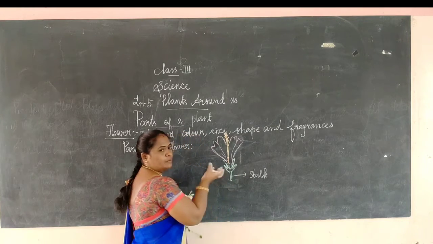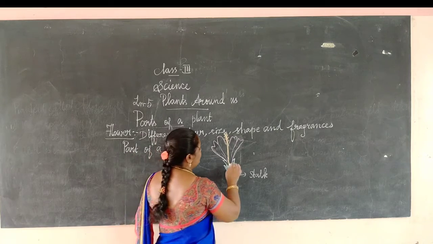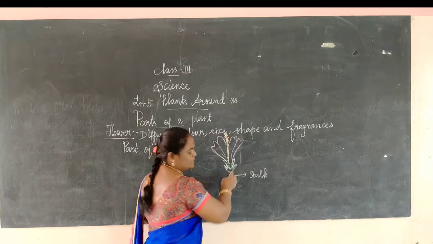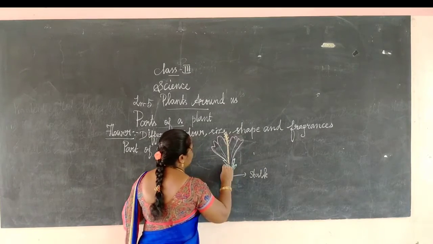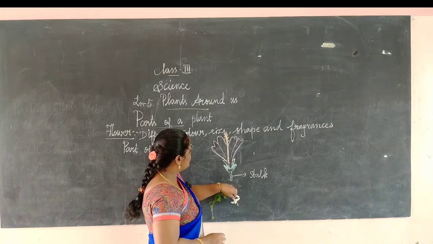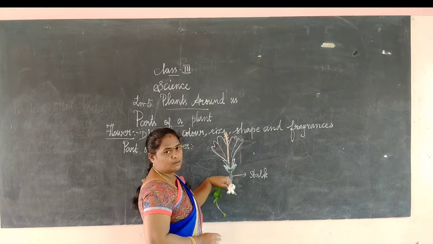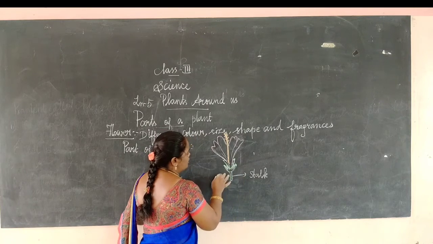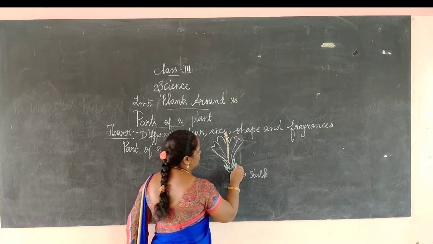The stalk attaches to the base of the flower, and then the green color part attached to it is known as the receptacle. So the first one is the stalk, to which all other parts of the flower are attached, and the stalk of the flower forms the base of the flower. That is called the receptacle.